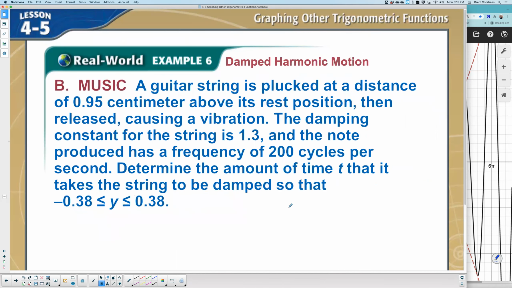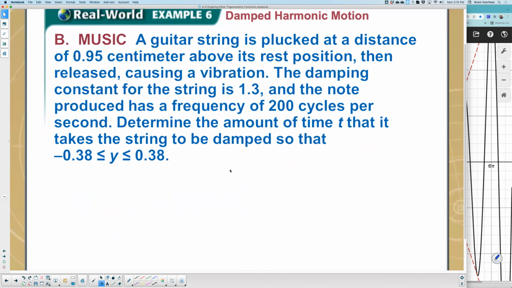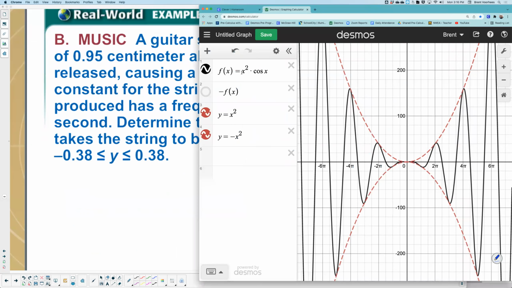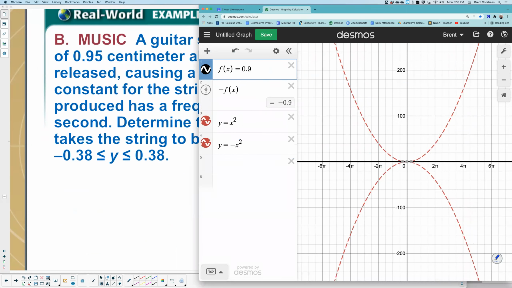Okay, so part B. So let's see, we're working through this. It has the same initial information. Determine the amount of time that it takes for the string to be damped so that y is in between these two values. So here's what I'm gonna do. I'm gonna come over to our graph and we're gonna graph what we got as our answer. So we had 0.95. I wanna make sure I don't type this in incorrectly. So let me go to the previous slide here.